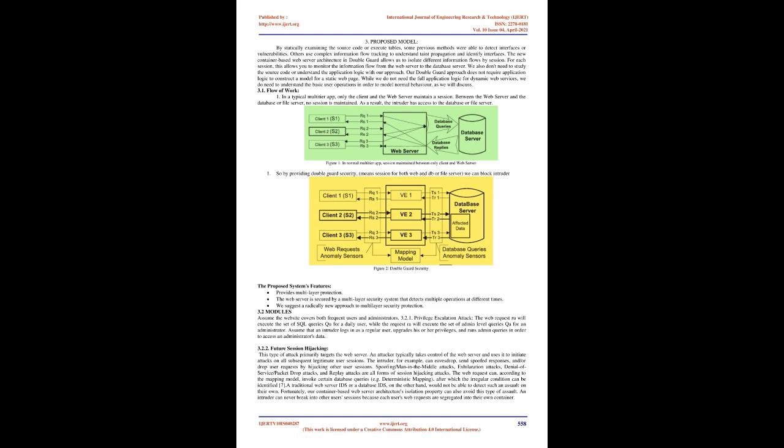3.1 Flow of work. 1. In a typical multi-tier app, only the client and the web server maintain a session. Between the web server and the database or file server, no session is maintained. As a result, the intruder has access to the database or file server. Figure 1, in a normal multi-tier app, the session is maintained only between client and web server. So by providing DoubleGuard security, which means a session for both web and DB or file server, we can block the intruder. Figure 2, DoubleGuard security.